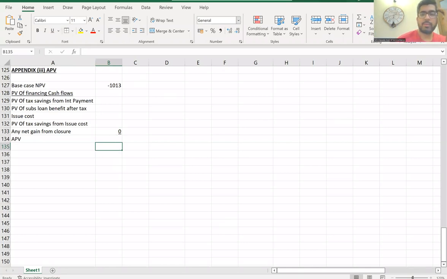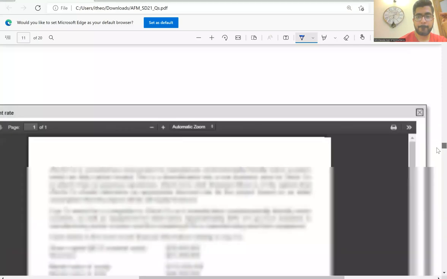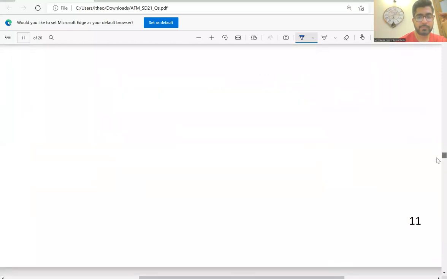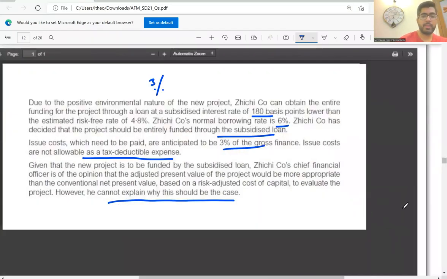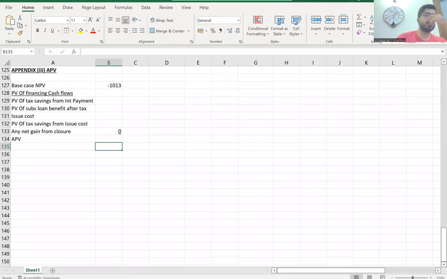Okay. Now, if you go to the question, issue costs are 3% of gross finance required. So I have told you this multiple times in my classes, that if issue costs are 3% of gross finance required, okay? So what is the gross finance required? Go in year zero, see how much finance is required. It's 80,000. So 3% of the gross finance required doesn't mean you multiply by 3%. You should do like this, divided by 97% into 100%. Okay. So this is the working of issue costs.